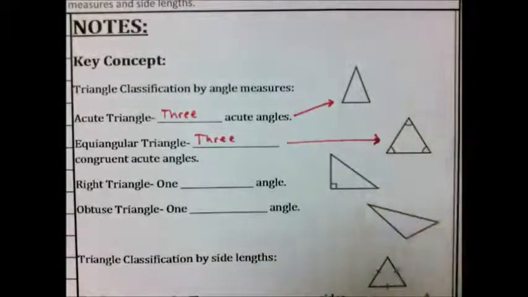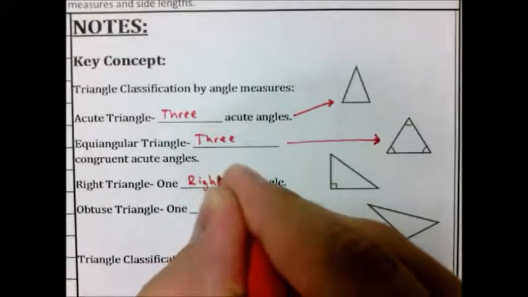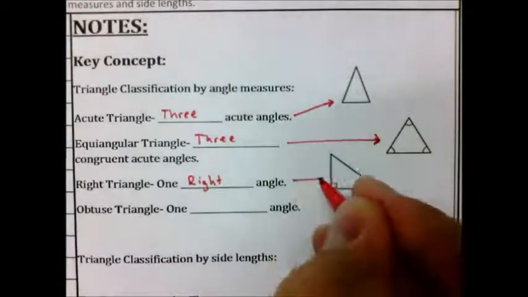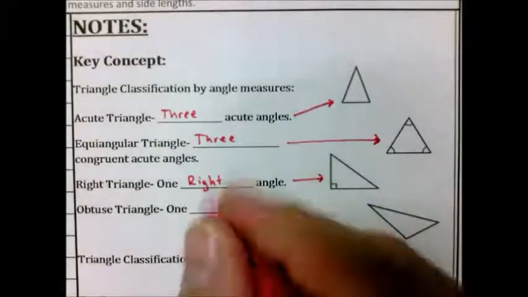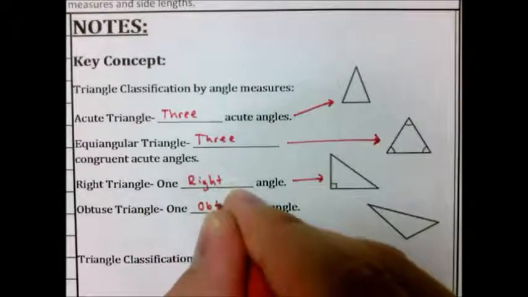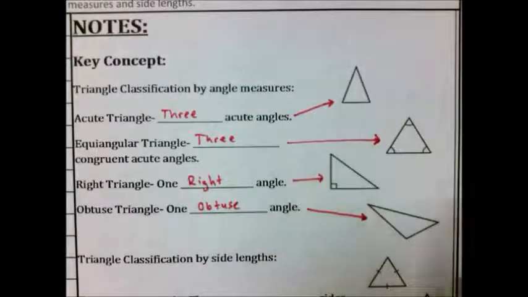They're all congruent. The third one is a right triangle, and a right triangle has 1 right angle. We can see there's 1 right angle. That's an easy one. An obtuse triangle has 1 obtuse angle, just like this one over here. And we can see this is the angle right through here that is over 90 degrees. So an obtuse triangle has just 1 angle that is over 90 degrees.